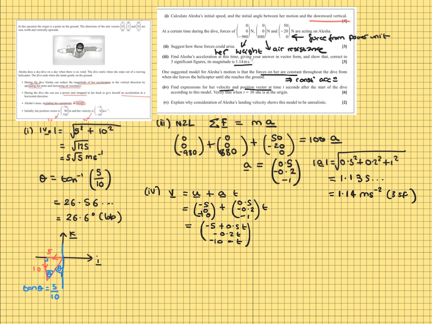Now, for our position vector, we're going to use the Suvat r is equal to ut plus a half at squared plus our initial position. Remember, we were given an initial position vector in the question over here. So again, substituting in the information. So we've got -5, 0, -10t plus a half of my acceleration, 0.5, -0.2, -1t squared, plus my initial position vector, -75, 90, 750. I'm going to leave this one as it is.